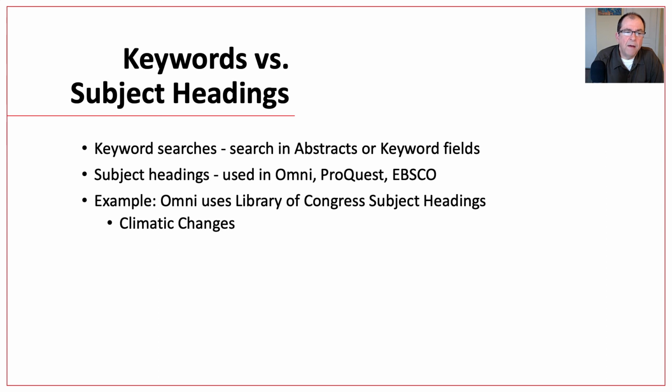A good example is our Omni catalog, which uses Library of Congress subject headings, and they have a very specific heading for climate change. They call it climatic changes. So that's helpful when you're getting millions of hits and you really need to narrow down to a specific topic. And this can be really powerful to bring you from millions or tens of thousands of hits down to hundreds or maybe even just a few tens of results.